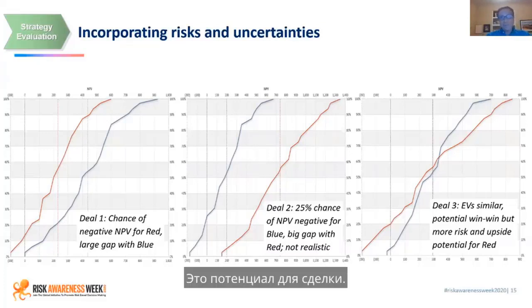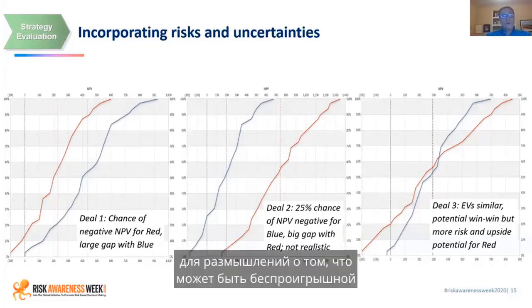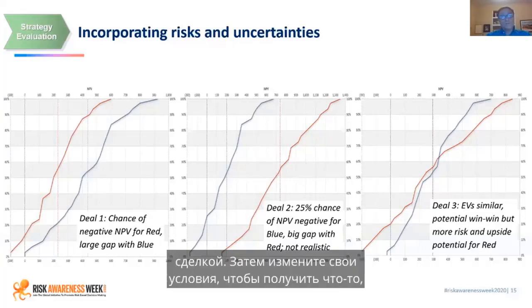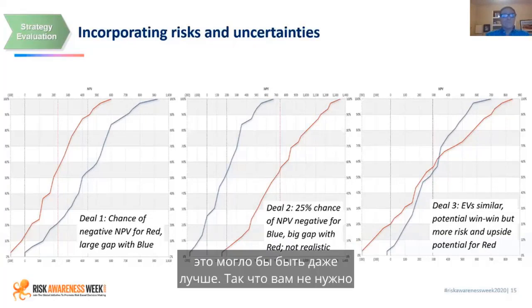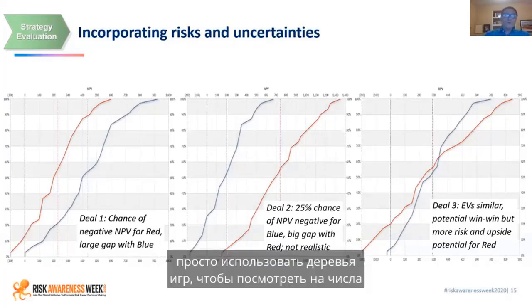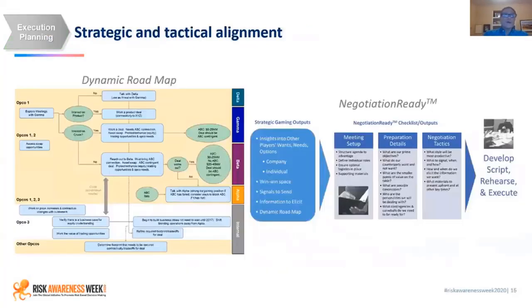This is the potential for a deal. This is something that's closer to a deal, and maybe you can use that as a starting point for thinking through what could be a win-win deal, and then adjust your terms to get something that might be even better. So you don't have to just use the game trees and look at the numbers in the trees. You can use S-curves as well.